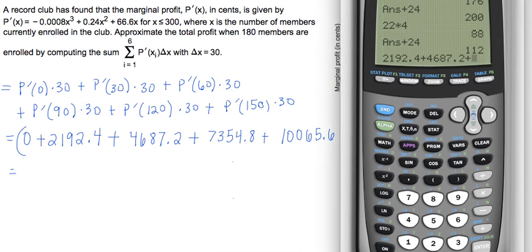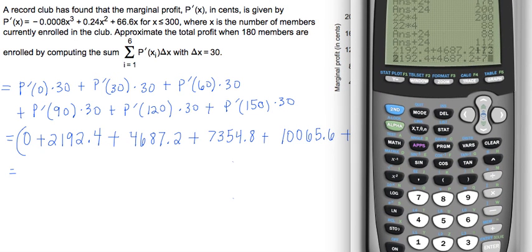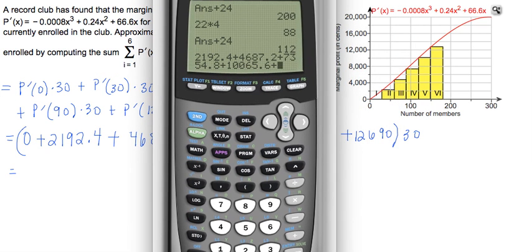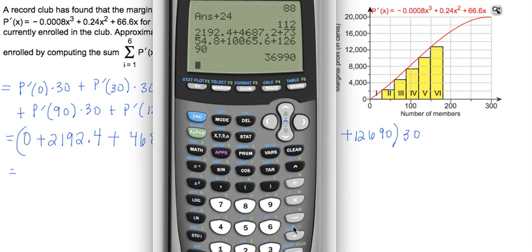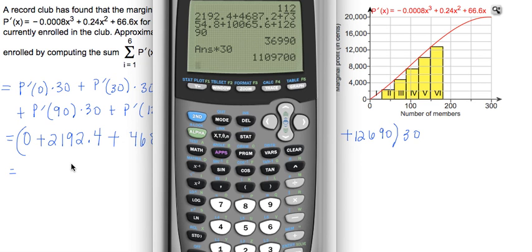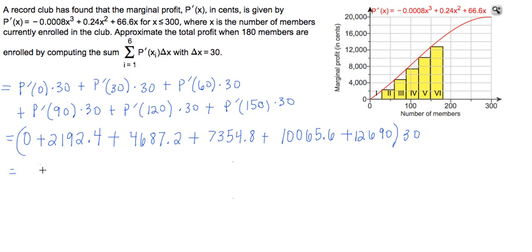Plus 7354.8 plus 10165.6 plus my last value was 12,690. Then we're going to do times 30, which is 110,9700.